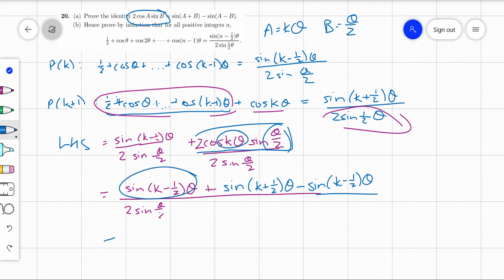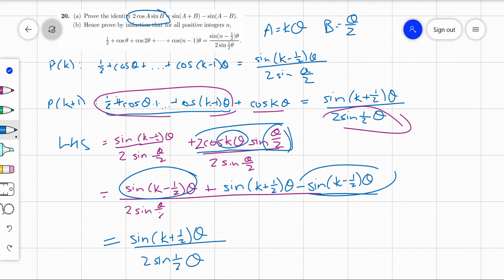So this term and this term will cancel, and we'll be left with what we want, which is our sine k plus half theta on 2 sine half theta, which is our right hand side. Okay, so it is what we want. So then, of course, we do our P of k implies our P of k plus 1, therefore P of n is true for all integers n greater or equal to 1.